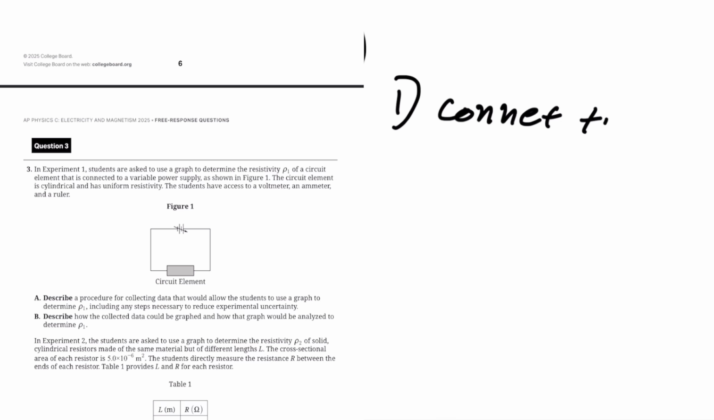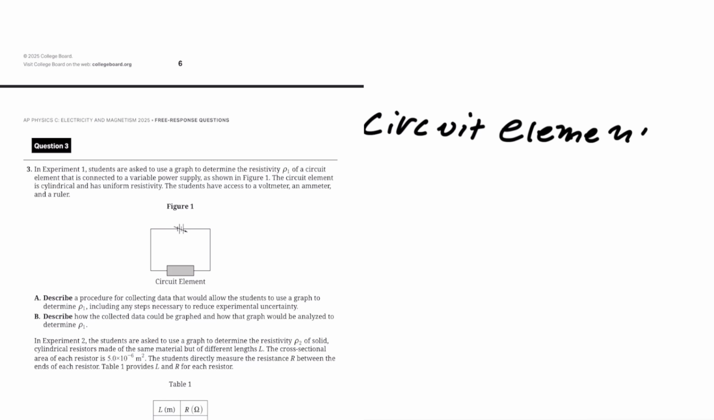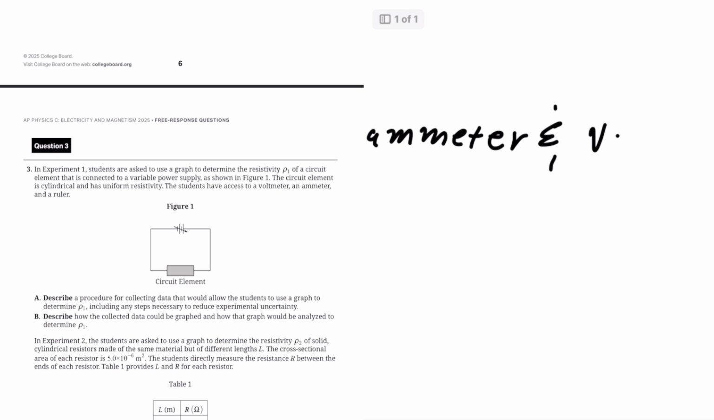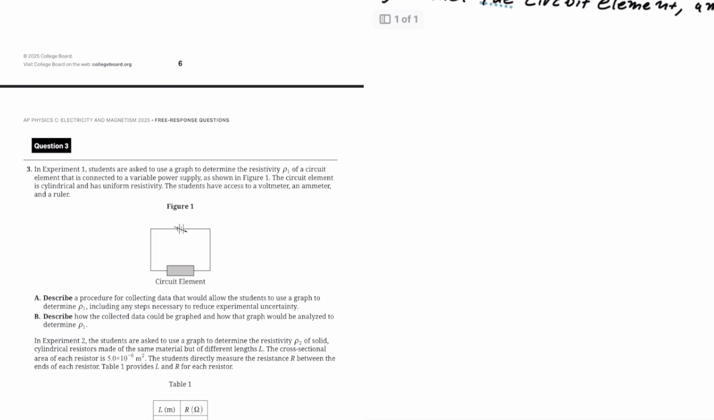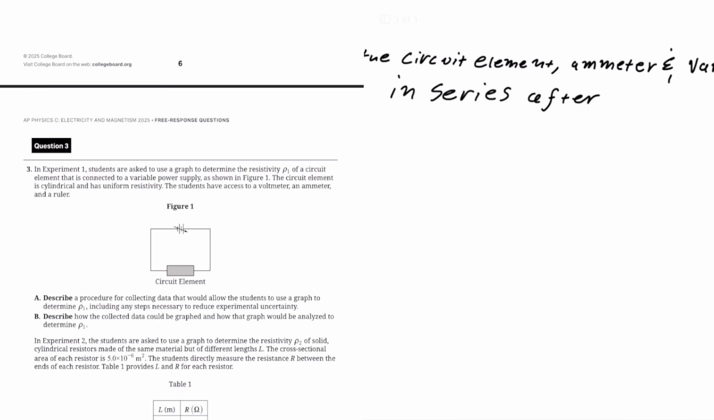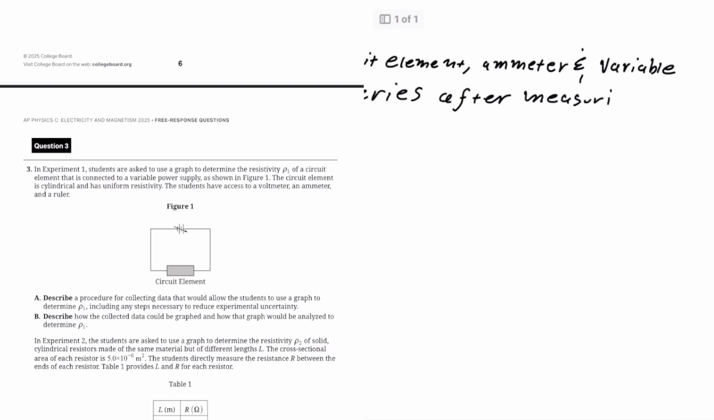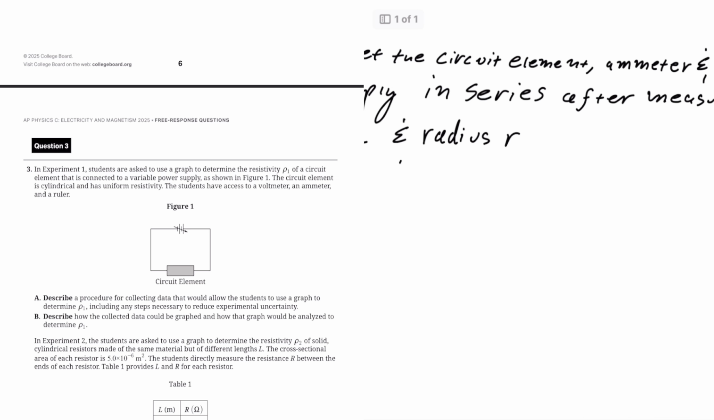Connect the circuit element, ammeter, and variable power supply in series after measuring the length L and radius R.